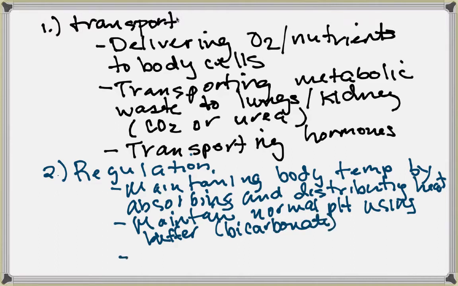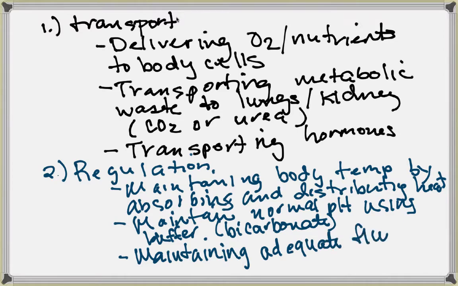And the last way that essentially it helps with regulation is, if we remember, we're mostly made up of water, and a big amount of our blood is composed of plasma, and plasma is mostly water. So this is important in maintaining adequate fluid levels, essentially in the cardiovascular system. And I'm just going to abbreviate that by CVS.